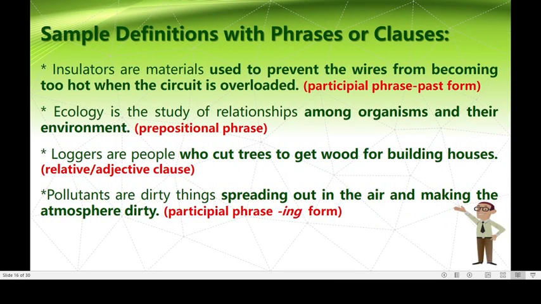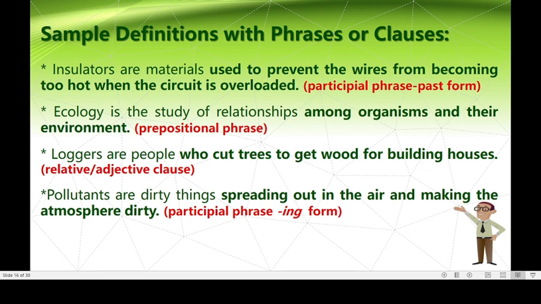Here are other sample definitions with phrases or clauses. First, insulators are materials used to prevent the wires from becoming too hot when the circuit is overloaded. This is a participial phrase in the past form.